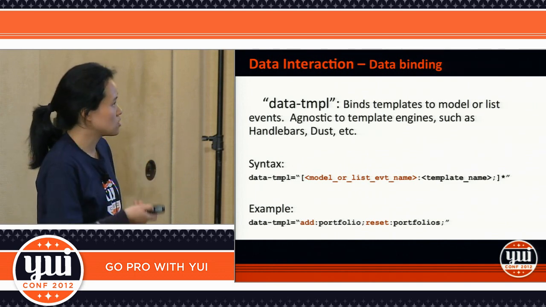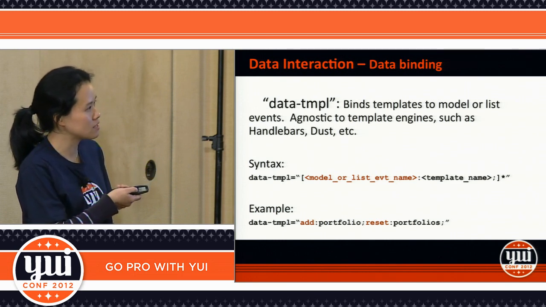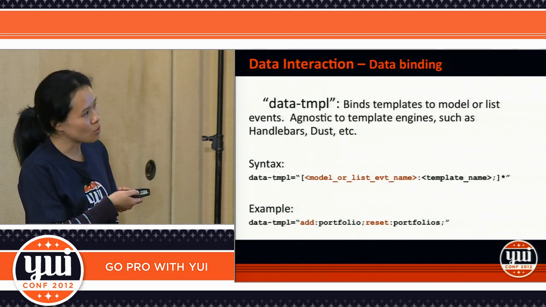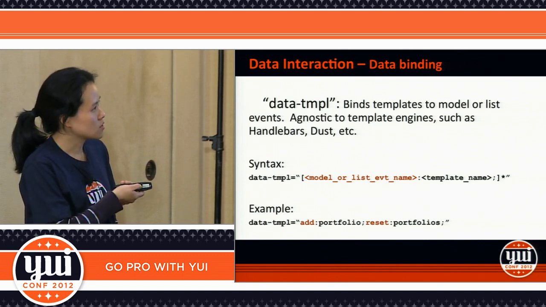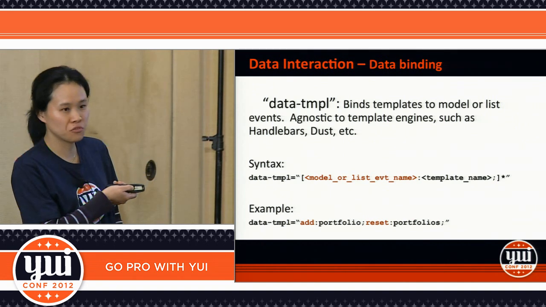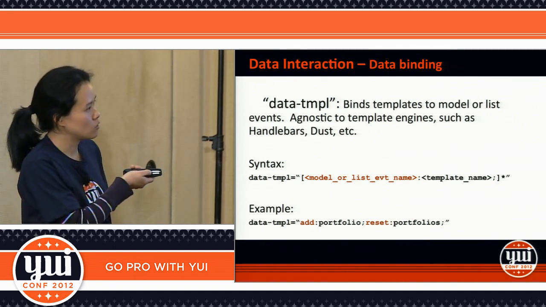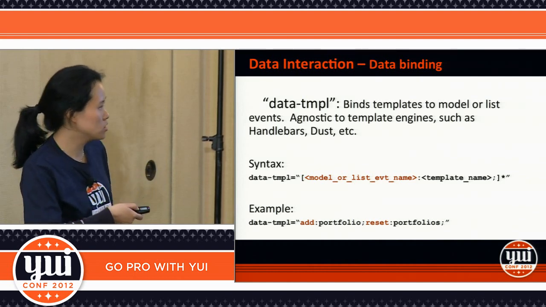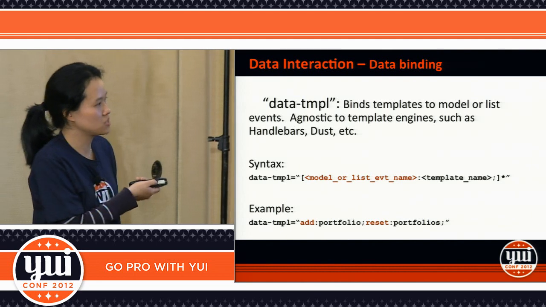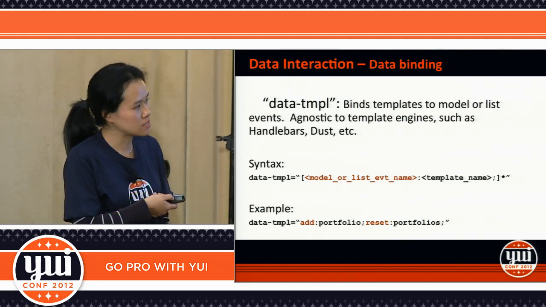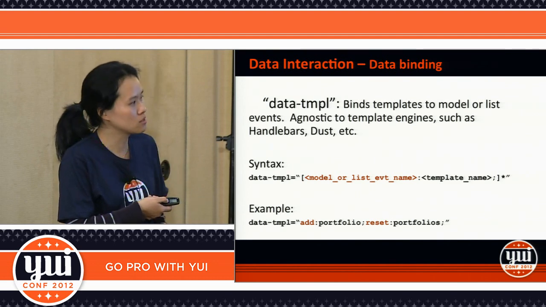In this case, you can see data-templates. You can have a list of these, where a model list event points to a particular template name. This is something you put on a portfolio model list instance, and you can say when you add a new model to the model list, I'll use the portfolio template. And when you reset your list, we'll call the portfolios template.